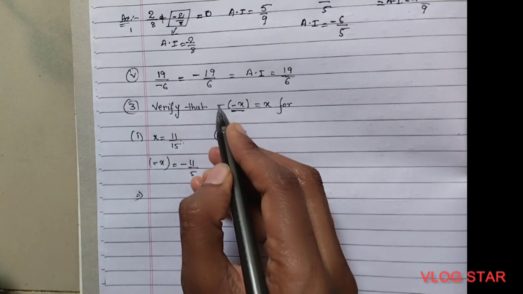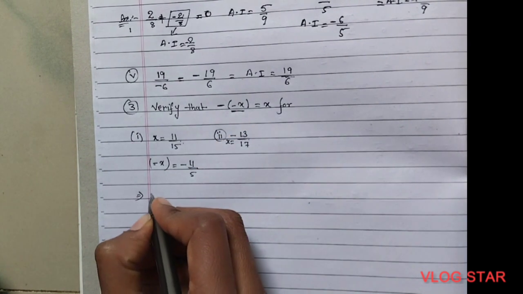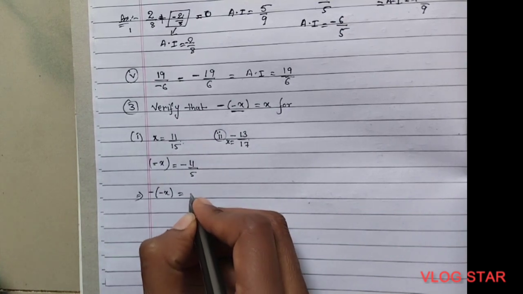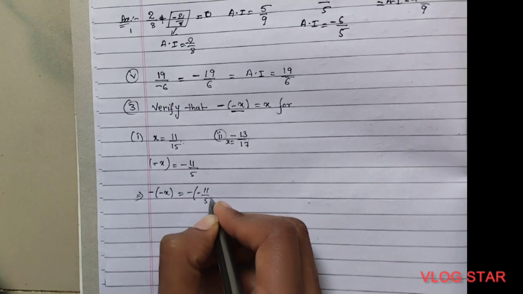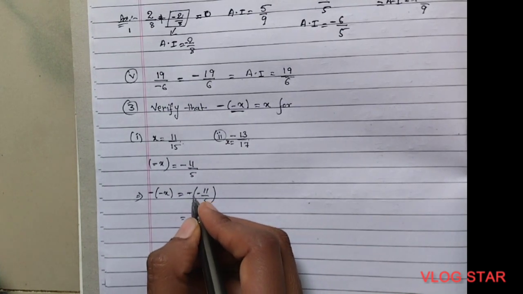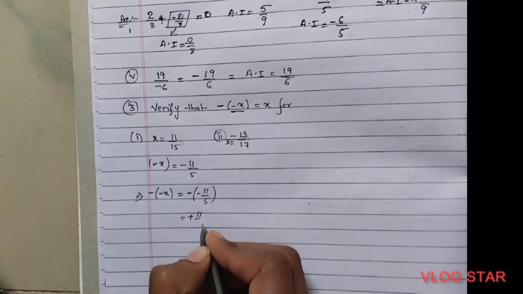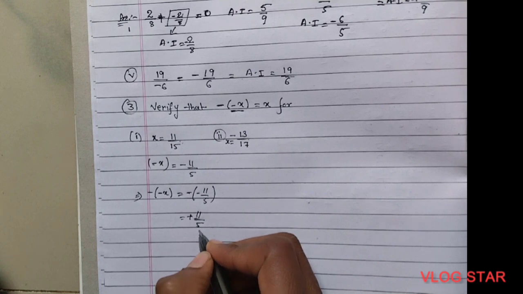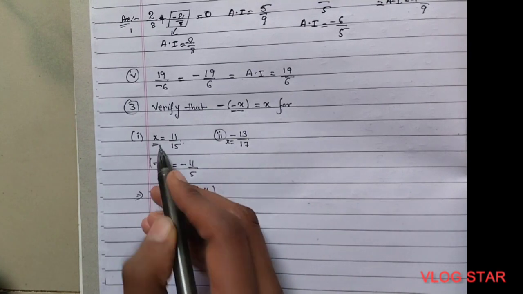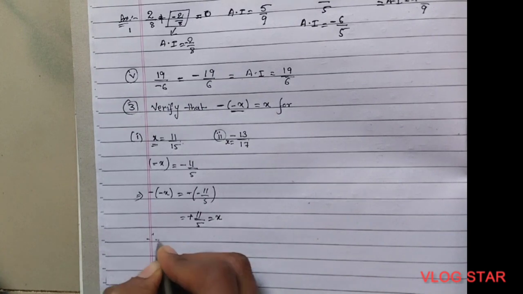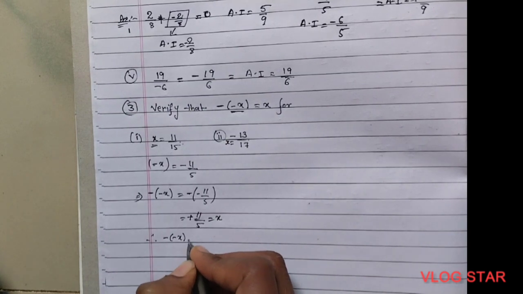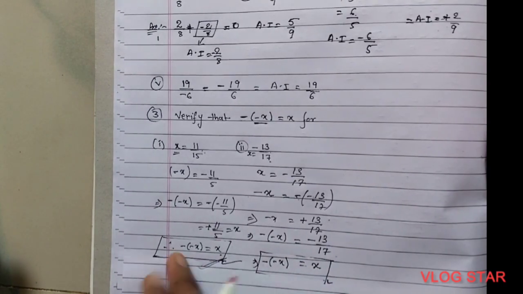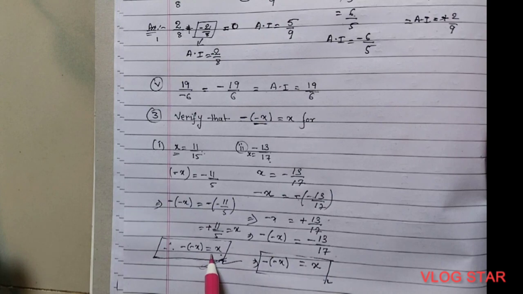Next, we have to multiply with minus on the left side, so I am going to multiply with a minus on the right side also. So what do I have? Minus and minus become plus 11 by 5. So you can see that 11 by 5 is x. Therefore minus of minus x is equal to x. So here I verified that minus of minus x is equal to x.